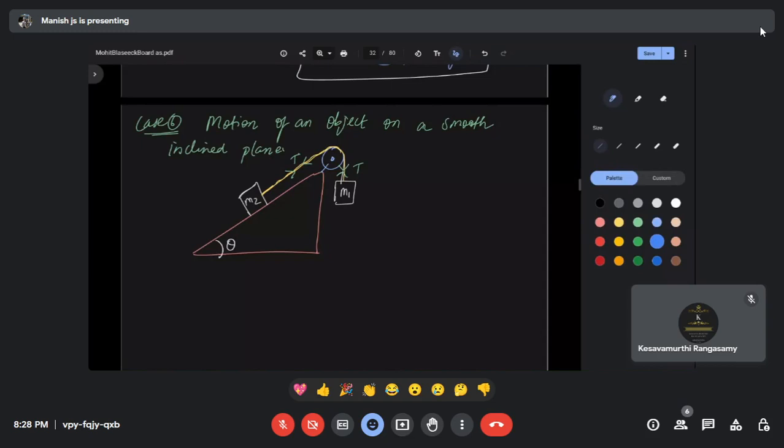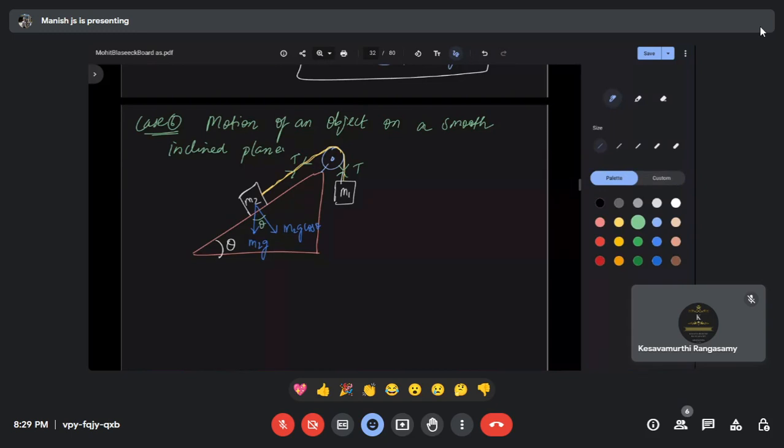And then we show all the components here. Okay, because this is theta. Now the weight component of M2 that's going to act vertically downward, which is M2 into G. If I'm going to draw a perpendicular downwards to M2, that component is M2G cos theta. And this angle also is going to be theta.